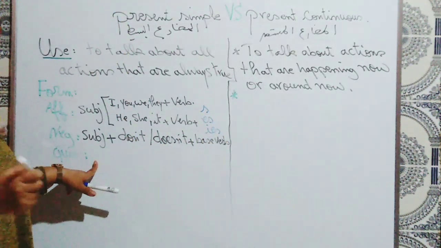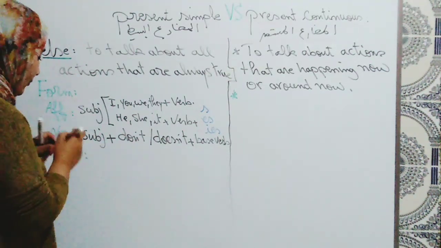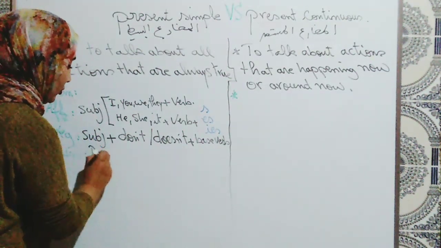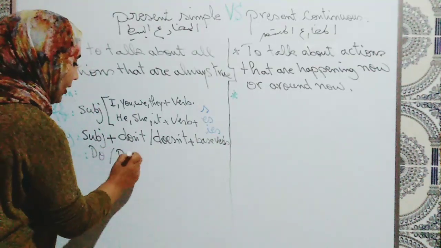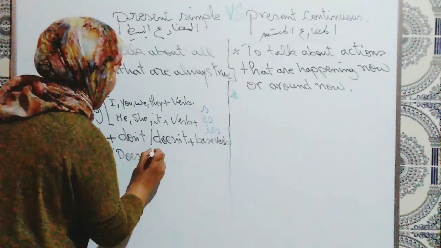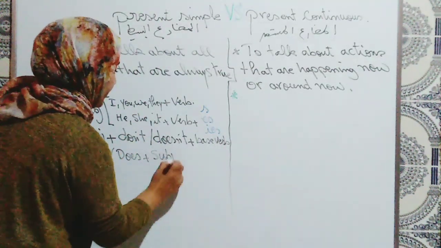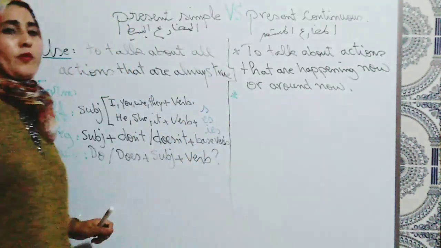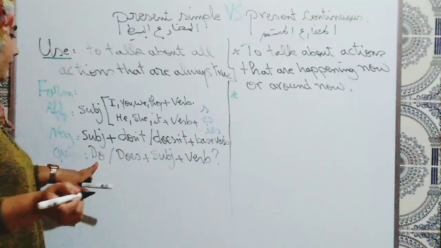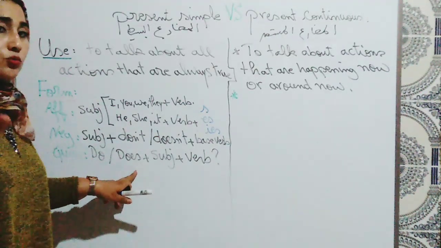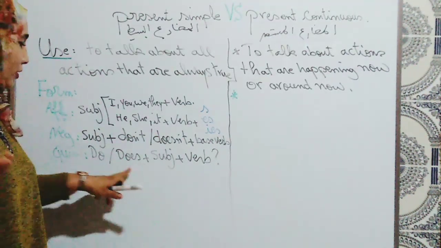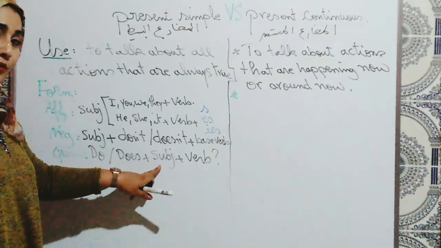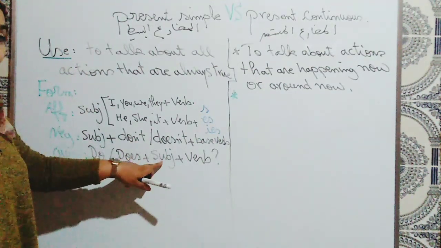Then we have question. For question form or interrogative form, we use do or does plus subject plus verb and the question mark. Okay? Like for example, do you help your mom in the kitchen? Do you? Okay? Does she?